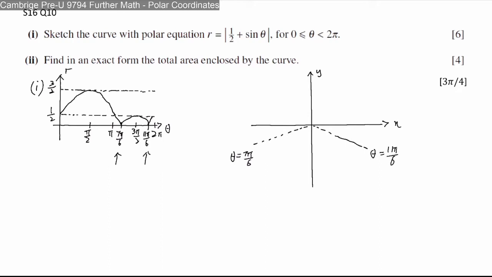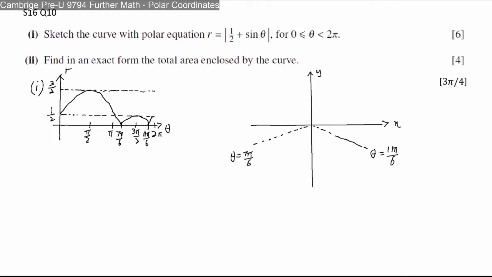Whenever we have this kind of point, which indicates that r is equal to 0, it is good for us to mark them here. So you can see these two are the two lines that we mark. We don't mark them as a solid line, just use a dotted line to indicate that at those two values of theta, r would be 0.